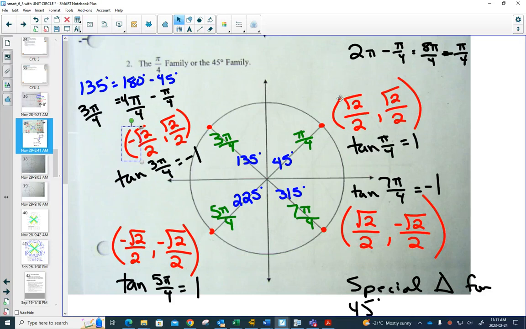What about sine of 7 pi over 4? What are you going to pick? Braden. Negative root 2 over 2. So we go to our y coordinate at 7 pi over 4. And we get negative root 2 over 2. What about sine of 5 pi over 4? Negative root 2 over 2 again. Perfect. All right. That is our 45-degree found.